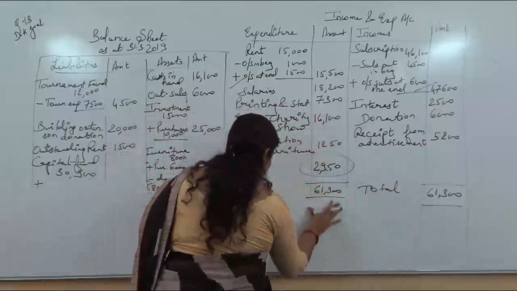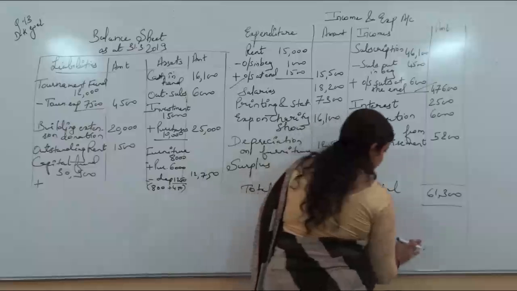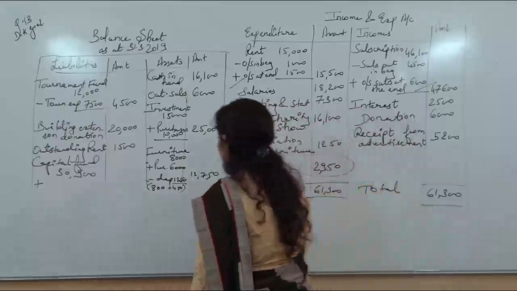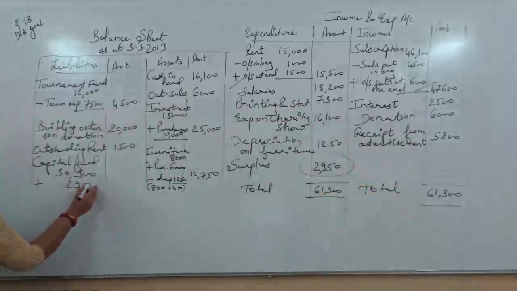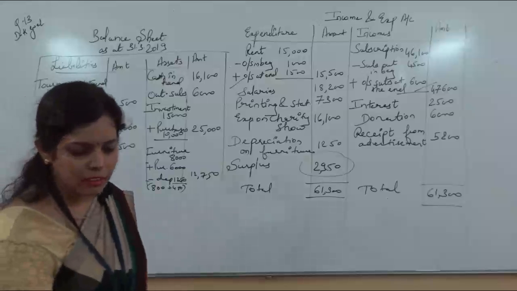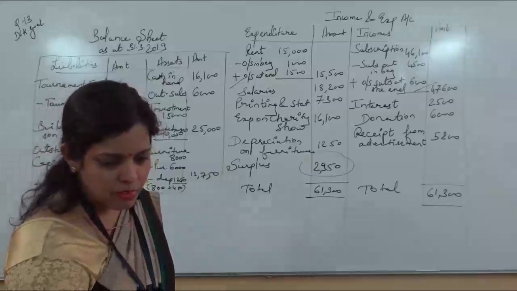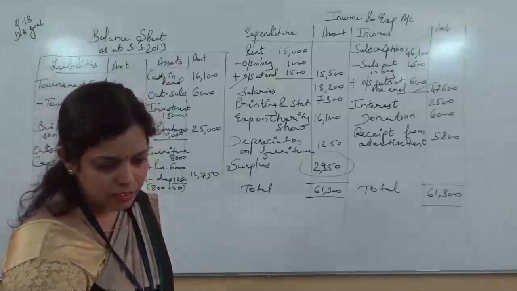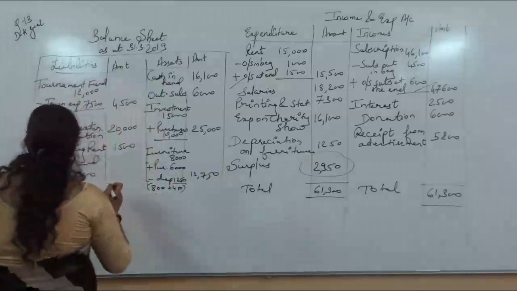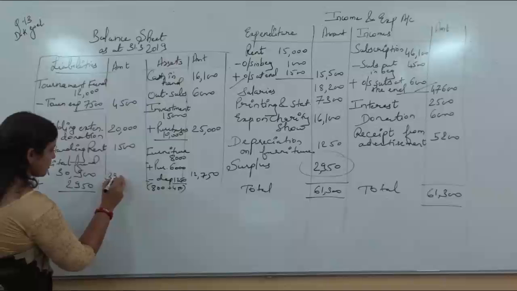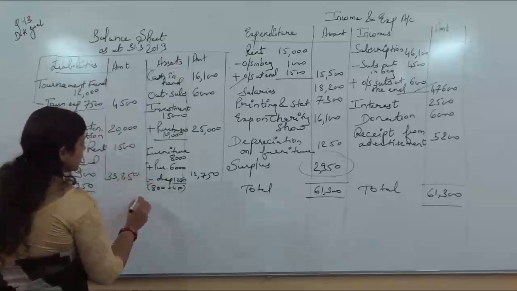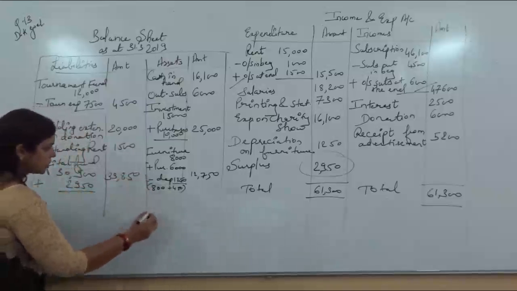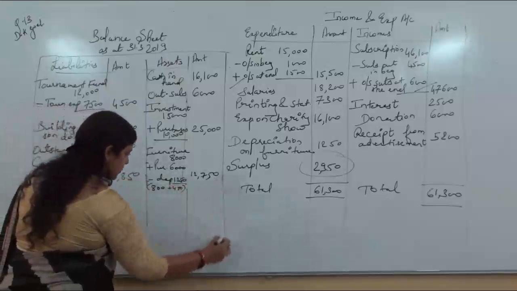This surplus, what are we doing with it? We are adding the surplus in the capital fund. This 2,950 was pending. Just add it in the capital fund so that we can write the figure of how much capital fund you have. You will have 33,850. Do the total of both the sides now and see whether it comes the same or not.